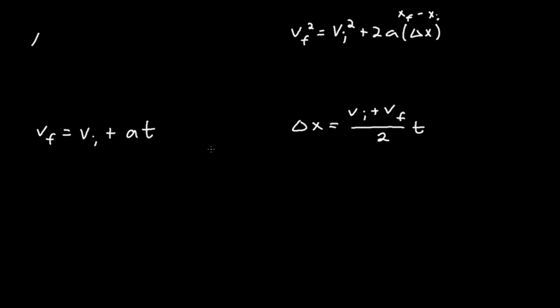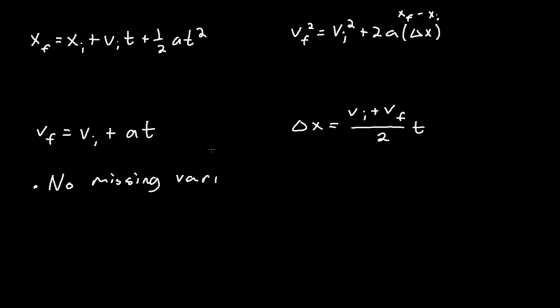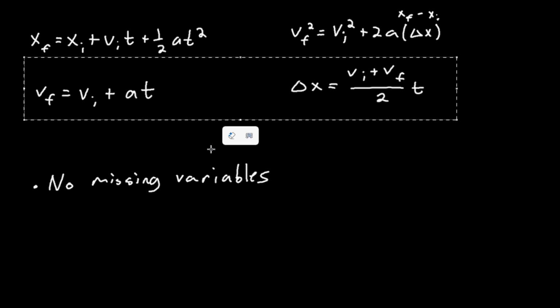Now here are some key notes. You don't want to miss out variables. No missing variables. And what do I mean by that? Whenever you're solving, the hardest part is probably picking the kinematic equation that you're going to be using. That's going to be the hardest part.